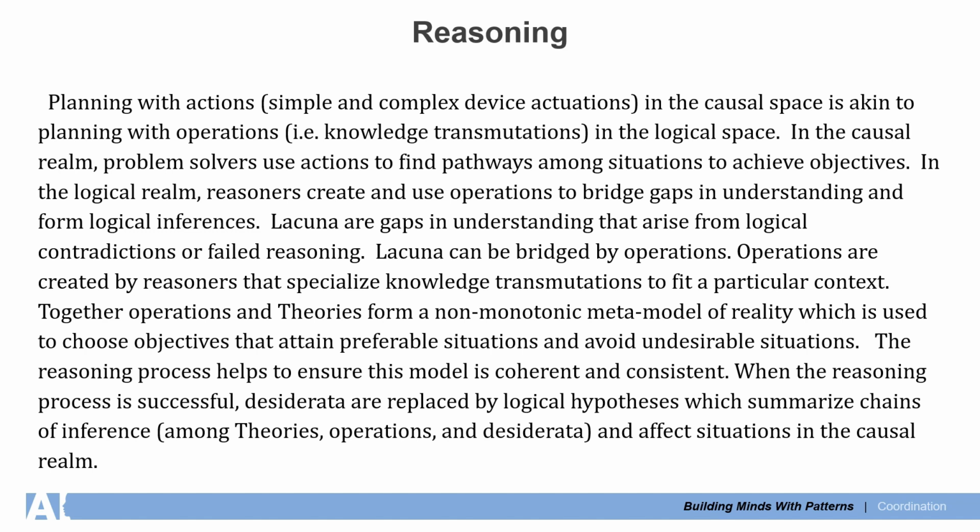Lacunas are gaps in understanding that arise from logical contradictions or failed reasoning. Lacunas can be bridged by operations. Operations are created by reasoners that specialize knowledge transmutations to fit a particular context. Together, operations and theories form a non-monotonic meta-model of reality, which is used to choose objectives that attain preferable situations and avoid undesirable situations. The reasoning process helps to ensure this mental model is coherent and consistent. When the reasoning process is successful, desiderata are replaced by logical hypotheses, which summarize chains of inference among theories, operations, and desiderata, and affect situations in the causal realm.